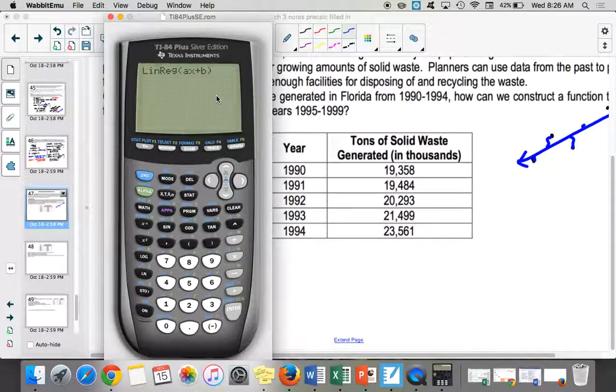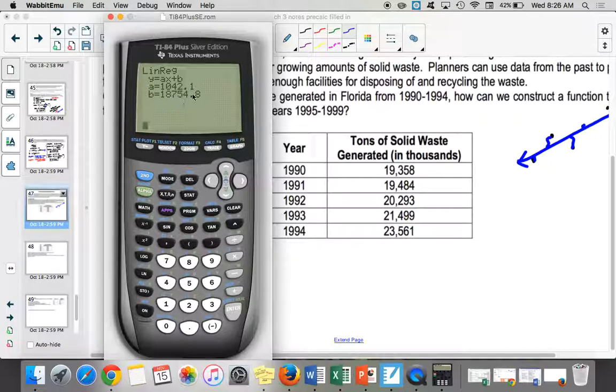It says LinReg AX plus B. Is that what it looks like? Yeah, so you guys might have X list, Y list or something. Okay, it should just say L1 and L2 in those spots. Does that make sense? So just keep hitting enter, enter, enter, and then go down to calculate and hit enter. So if yours looks like mine, then just hit enter. And it tells you that this is in the form y equals AX plus B, and it tells us what A is and what B is.